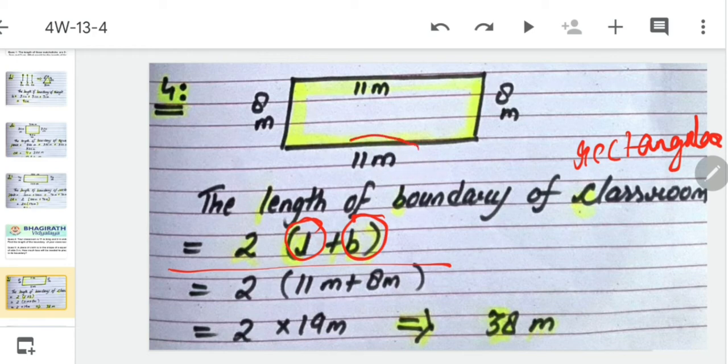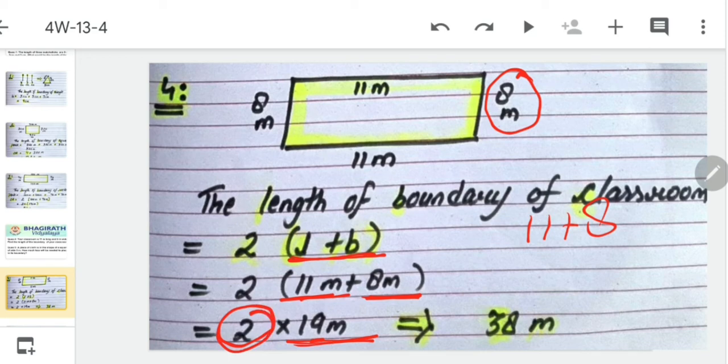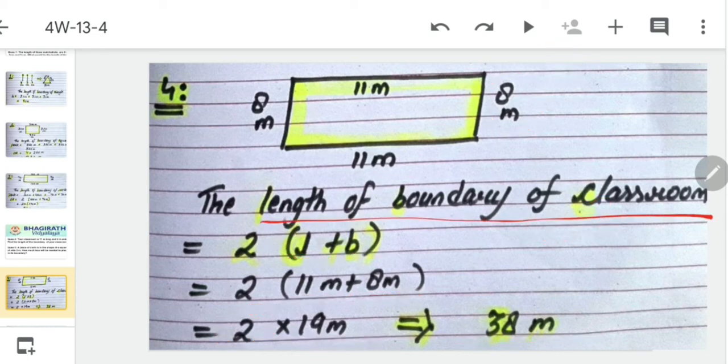In this question, the length of the classroom is given as 11, so we have to put 11 in place of length, and breadth is given as 8 meters, so we have to put 8 in place of breadth. First, we have to add length and breadth. That is 11 plus 8 is 19. Then we have to multiply their addition with 2. So 2 multiplied by 19, our answer is 38 meter. That means the length of the boundary of our classroom is 38 meter if its length is 11 and breadth is 8 meter, which is given.